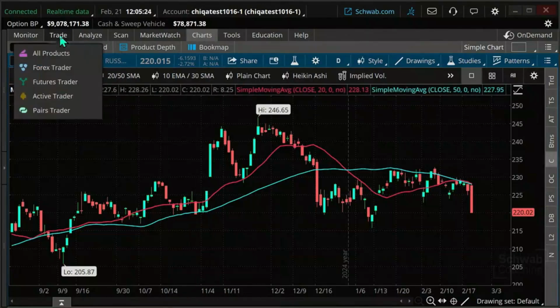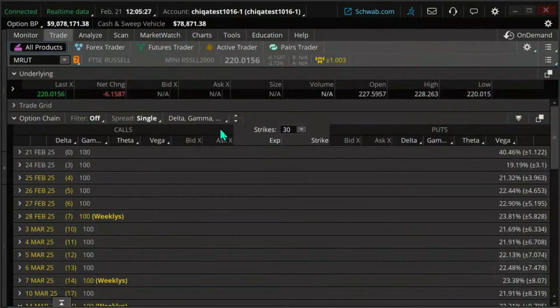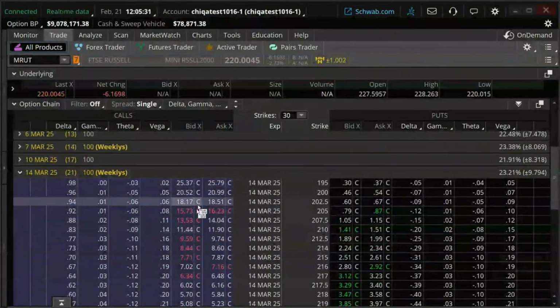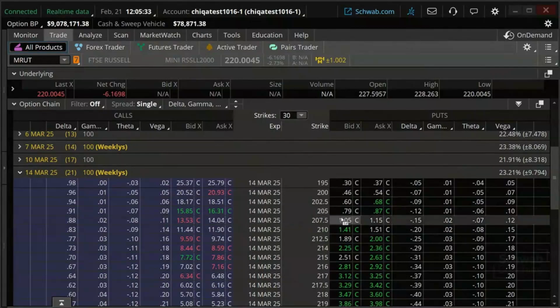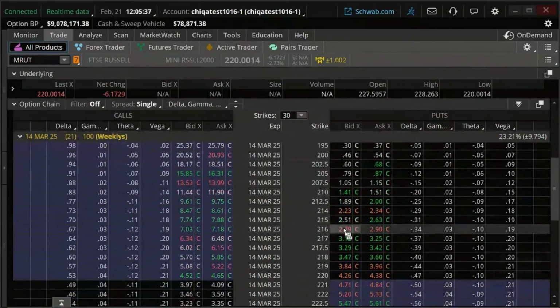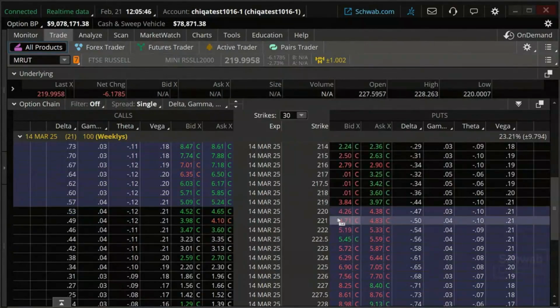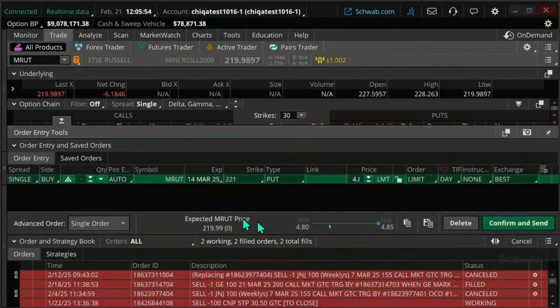I can go to the trade tab, and we'll go out to, say, March 14th. Okay, I've got those open anyway here. And I can go to those puts, and I'm going to buy a $224, no, I'm not going to buy a $224 put. This thing's dropping. I'm going to go down to the $221 put, and I'm just going to click on that ask price there. So if we were just to buy a put, we're going to do it that way.